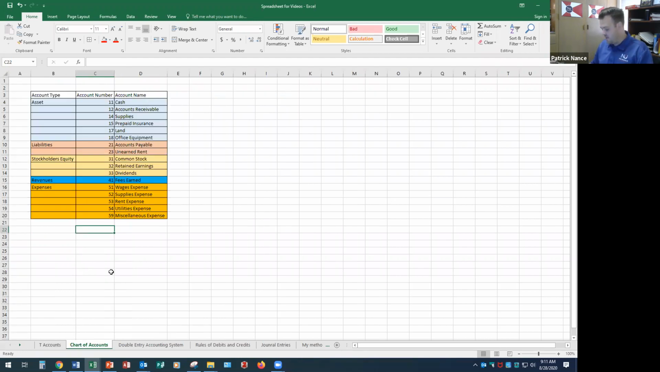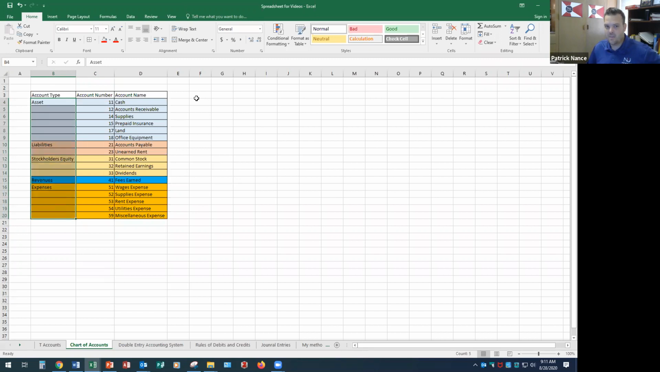The chart of accounts effectively is just a list of all the different accounts that you can have. Now, it still falls into the categories that we talked about in the prior chapter: assets, liabilities, stockholders' equity, and technically revenue and expenses are in stockholders' equity. But we list them out, and they are in order of the accounting equation.